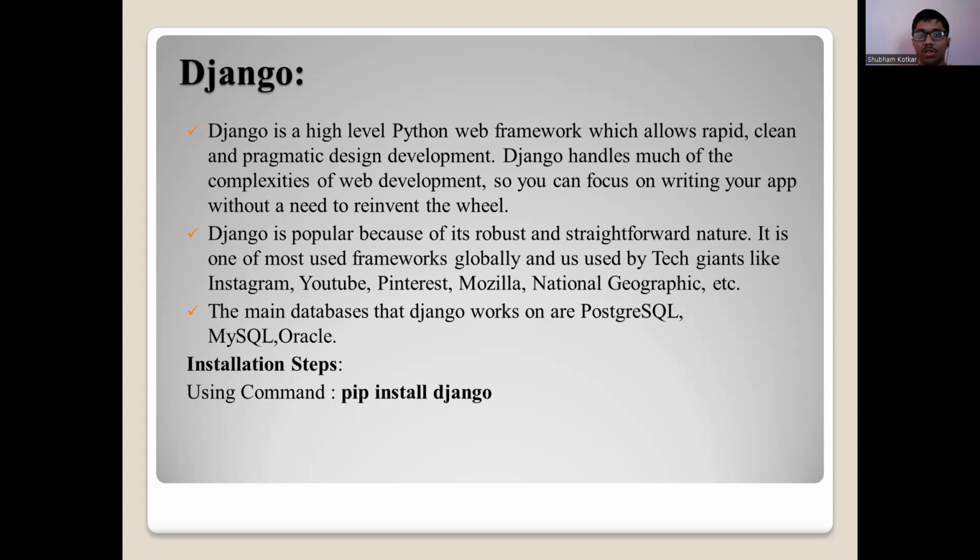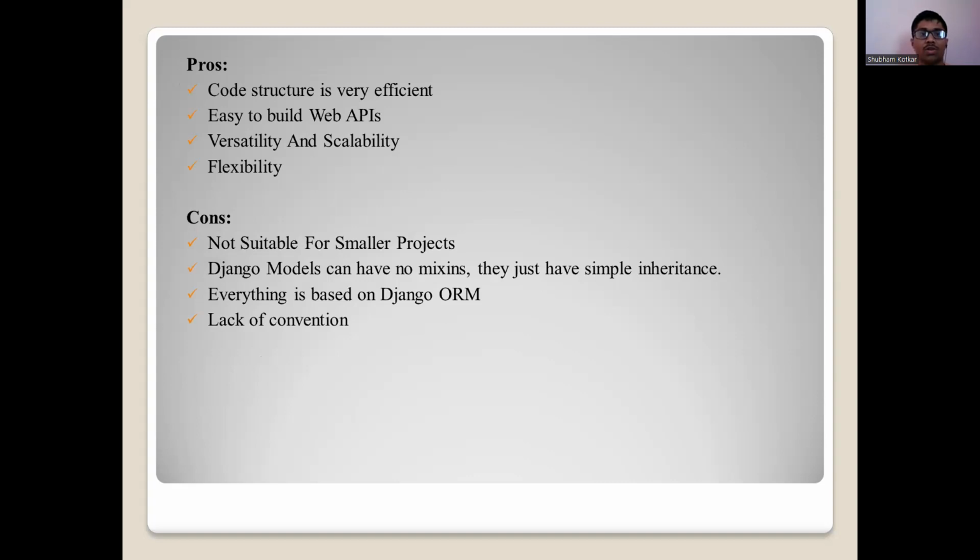Django is popular because of its robust nature, and it's mostly used by tech giants like Instagram, YouTube, Pinterest, Mozilla, and National Geographic. The main databases Django works with are PostgreSQL, MySQL, and Oracle. We install Django using the command pip install Django. These are some pros and cons of Django. Pros: code structure is very efficient, easy to build APIs, versatility, scalability, and flexibility.